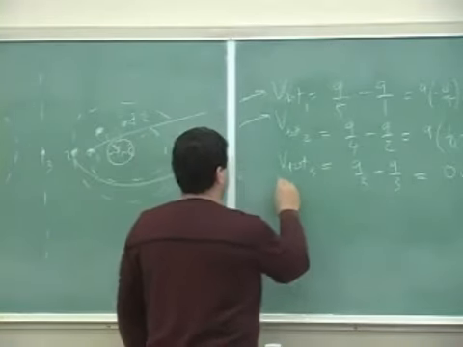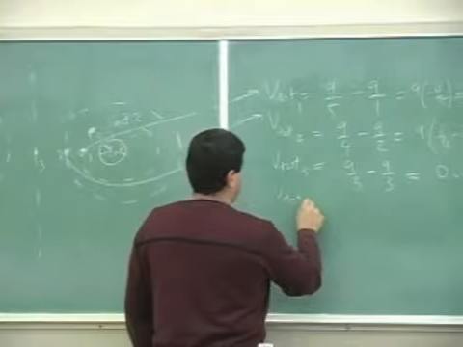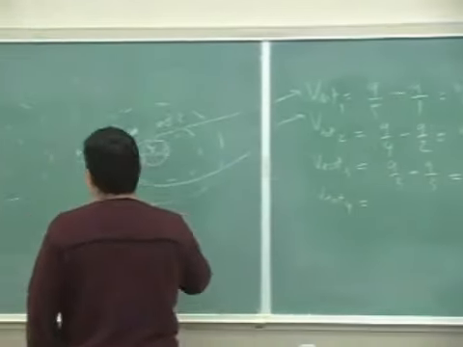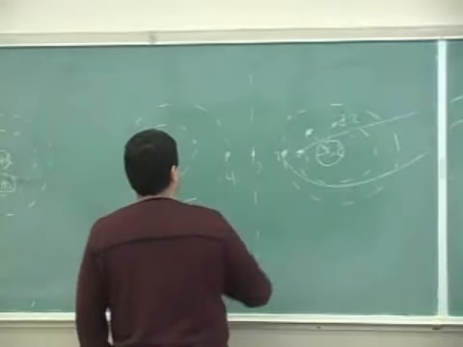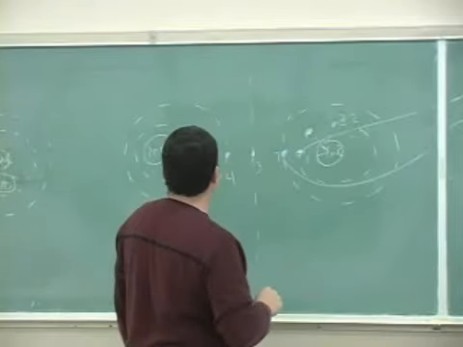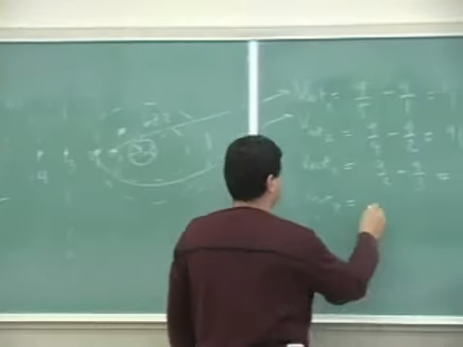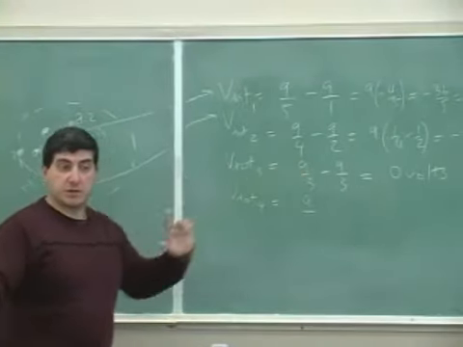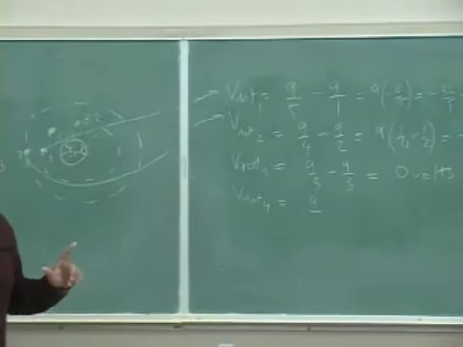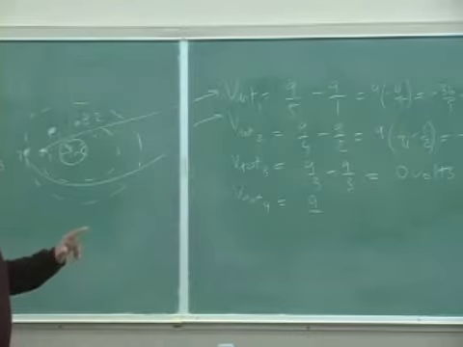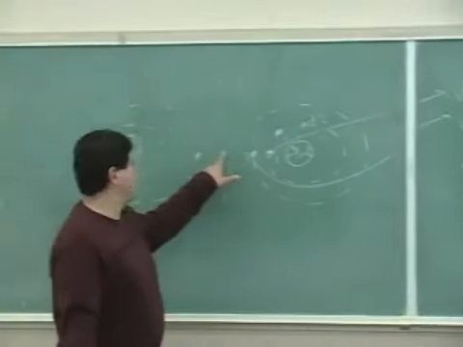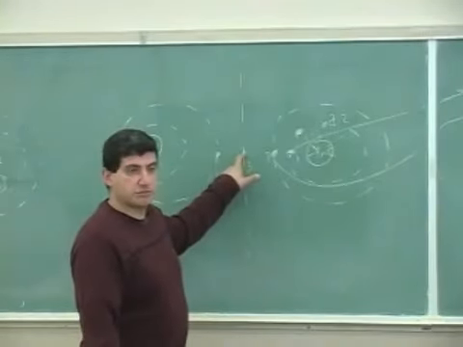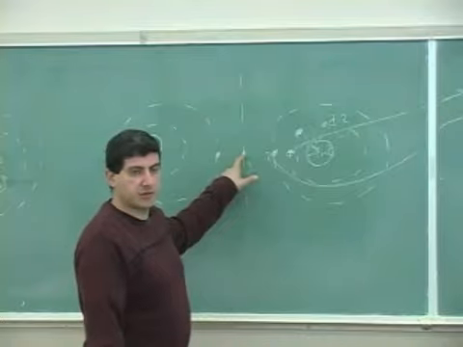And then V total of 0.4 is going to be what? 9 over... So actually, that's interesting. The potential at infinity is 0. The potential at the middle is 0 too. So they're both at the same potential.